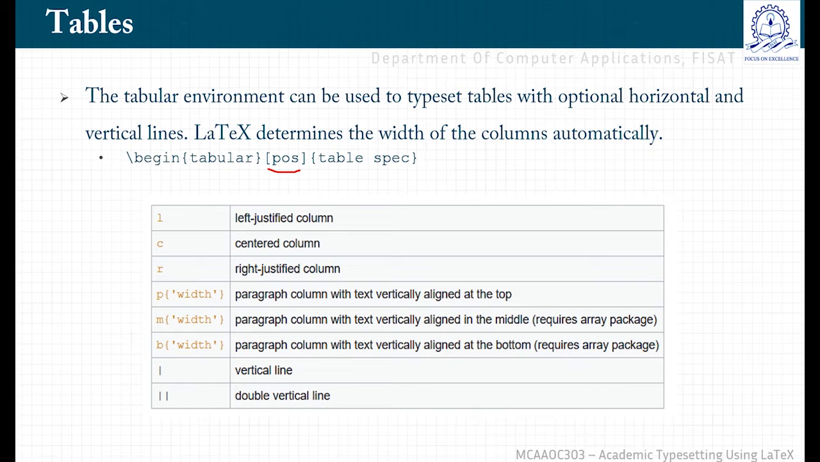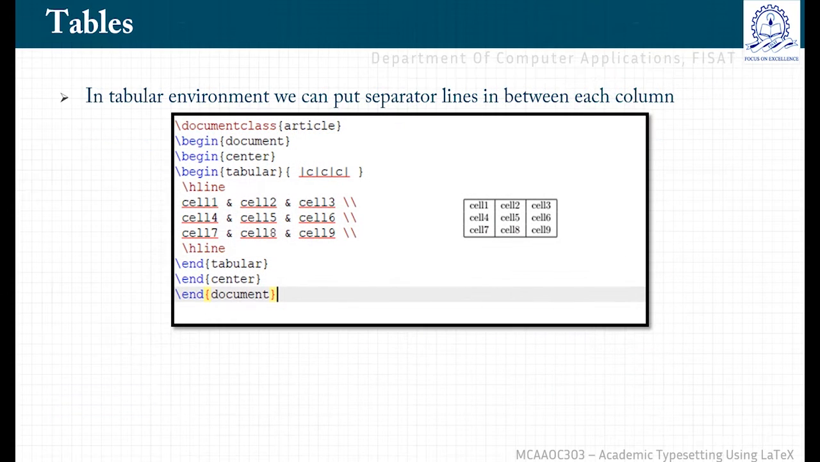In order to get a single vertical line, we use the single pipe symbol, the vertical line. If we are using 2 symbols, it will display double vertical lines. We will see examples for all these options. See this example. This is the same code we familiarized just before. The only difference from the previous example is that here we used this vertical line symbol over here.